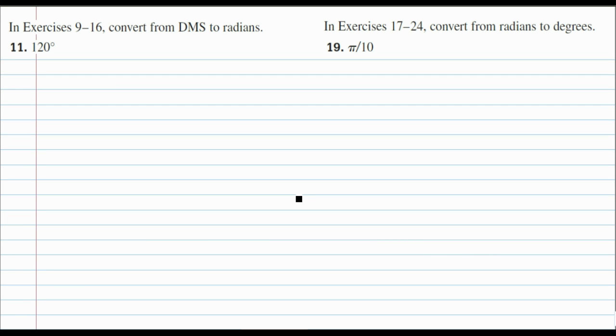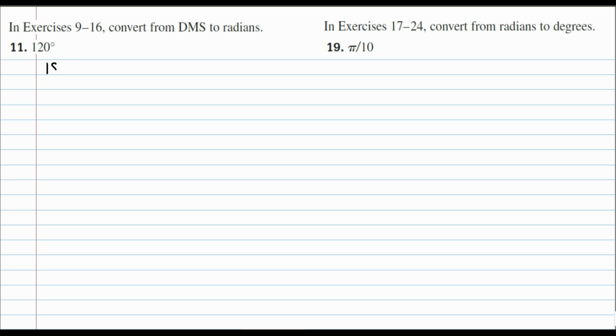In the Now Try problems, numbers 11 and 19, I'm going to show you a more arithmetic way, old school algebra, which might be a little bit more straightforward for you, but isn't necessarily going to help you with how to think in radians like the previous examples will. So in exercise 9 through 16, convert from degrees, minutes, and seconds to radians.